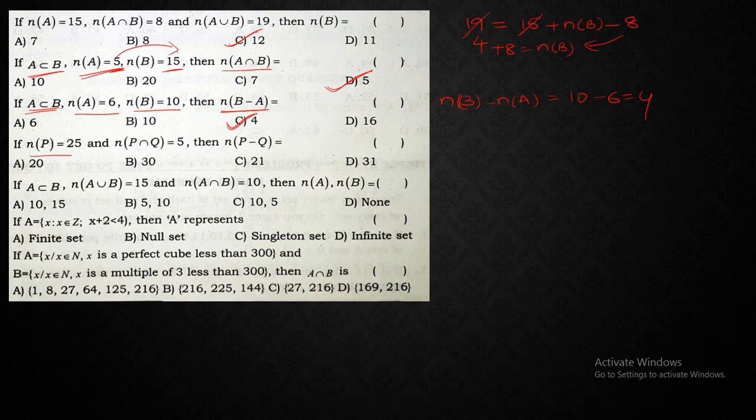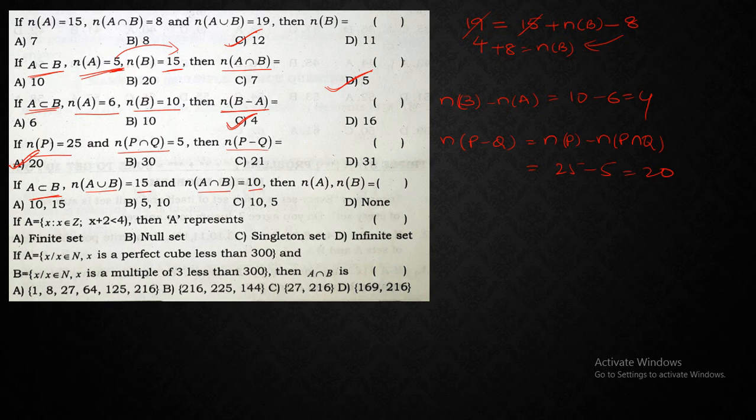Next, n of P is equal to 25, n of P intersection Q is equal to 5, right? Next, n of P minus Q. So n of P minus Q is nothing but n of P minus n of P intersection Q. So from this directly what can I say? 25 minus 5, which gives me 20. So the answer is 20.